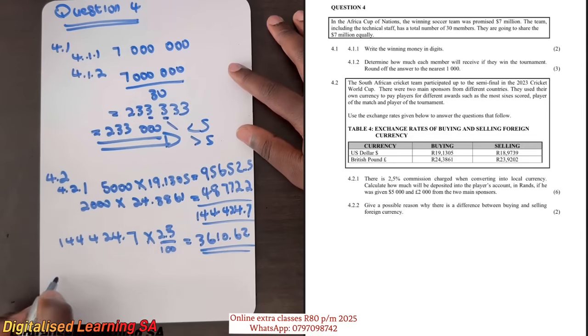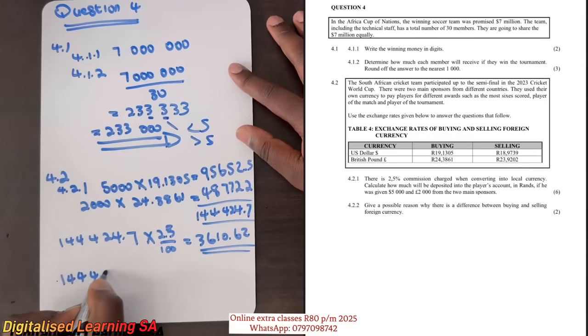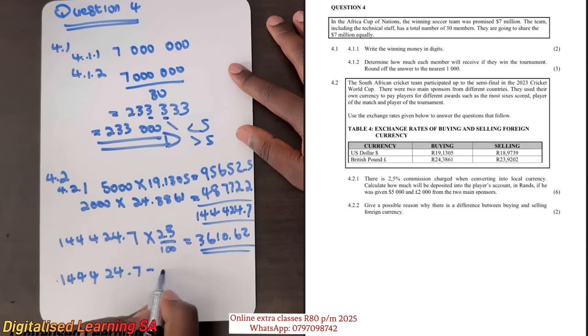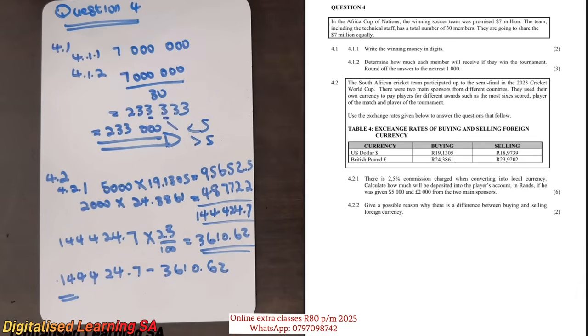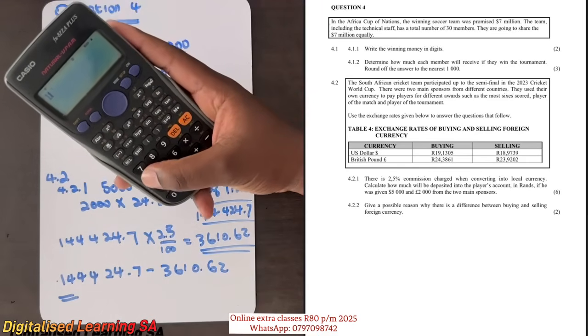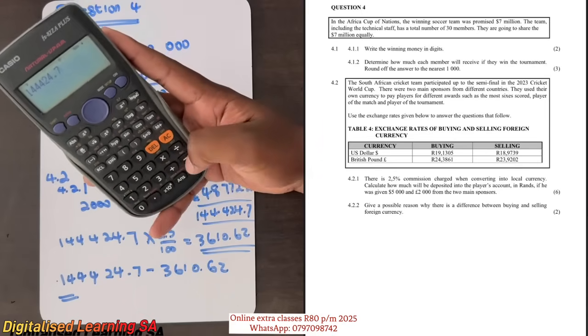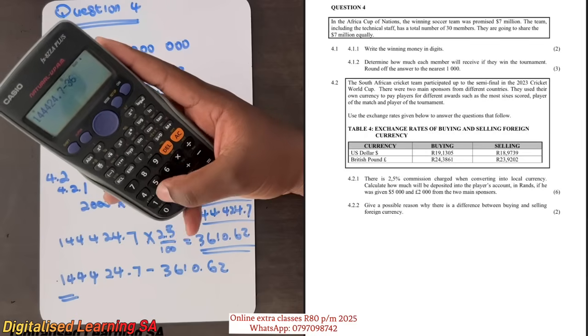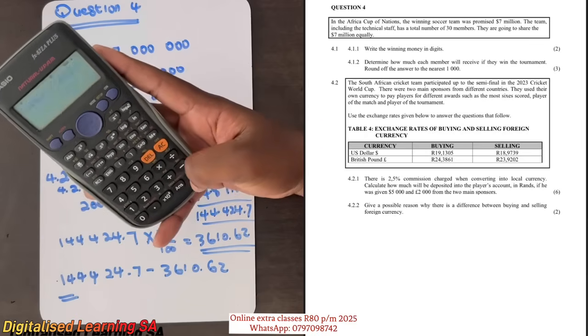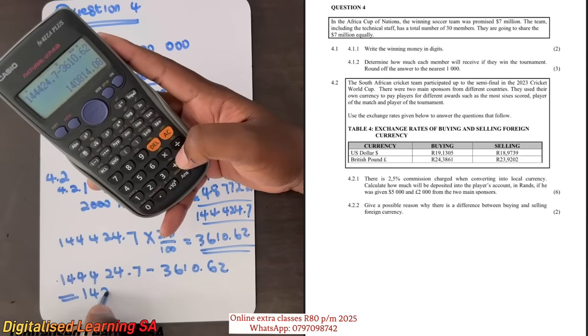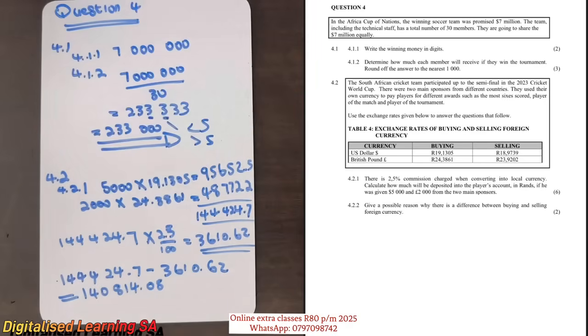So after calculating the commission, you can see how much will be deposited into the player's account. So we need to say 144,424.7 minus 3,610.62. This will be deposited into the player's account. And the answer will be 148,104.08.